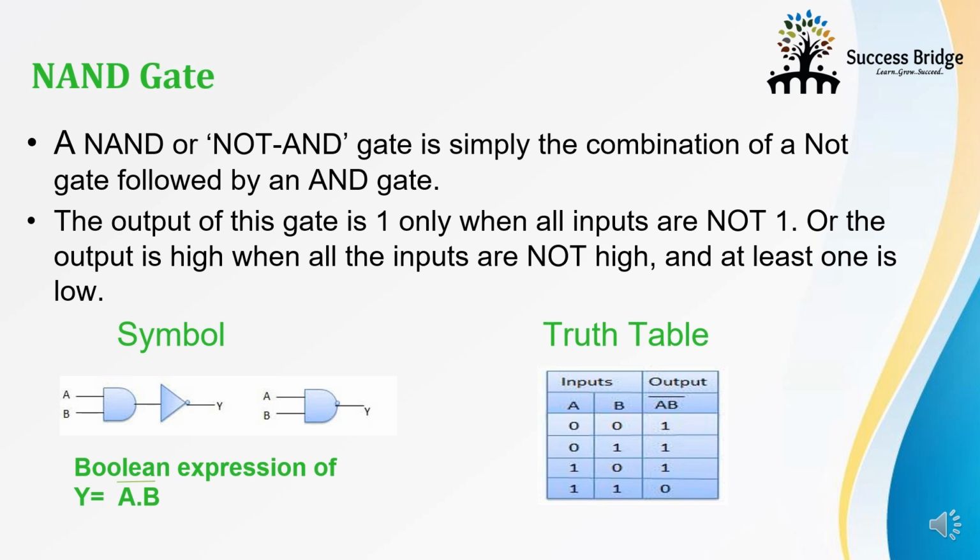Let's see with the help of the Boolean expression that we can get the output. If A is equal to 0, B is equal to 0, A dot B is nothing but 0. Then the complement of 0 is 1. Then the output is 1. Yes, this is proof of the working of the NAND gate.